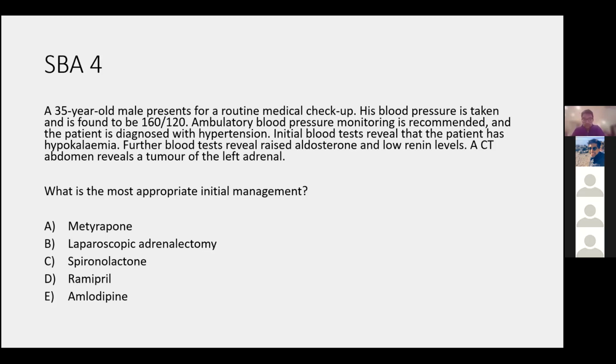So how do you treat Conn syndrome is basically what this question is asking. So initially, you need to control the symptoms. So yes, adrenalectomy would be the ultimate treatment for this patient to remove the tumor, but you need to control their blood pressure in the short term. So this is done through spironolactone, which is a mineralocorticoid antagonist. So it will directly antagonize the active aldosterone. Okay. The other drugs would not be used in Conn syndrome.